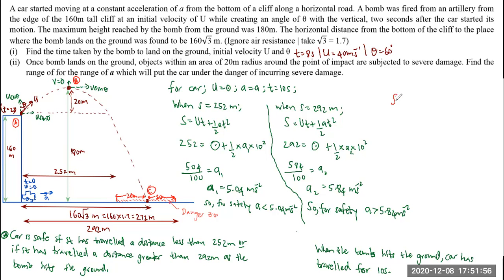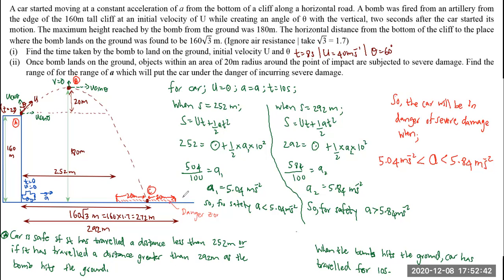What can we say? The car will be in danger of severe damage when our value for acceleration is greater than 5.04 m/s² and less than 5.84 m/s². That is the range. Because if the acceleration is greater than 5.84, the car will be somewhere here, and the car will pass this point. Therefore, it's safe. If the acceleration is less than 5.04, the car will be somewhere here. So there also, it's safe. Hence, this would be the final answer for that question.